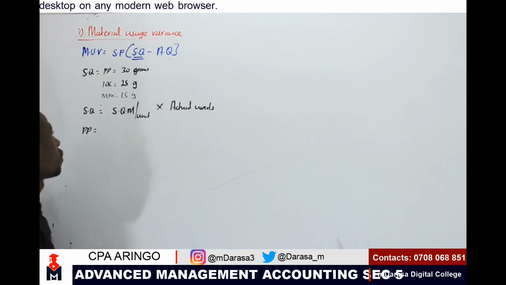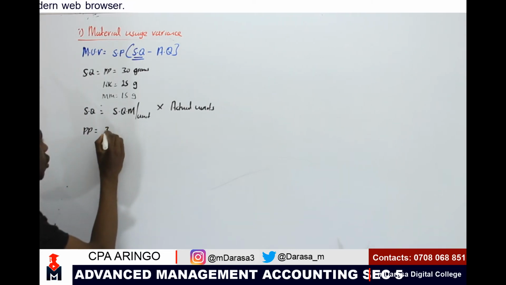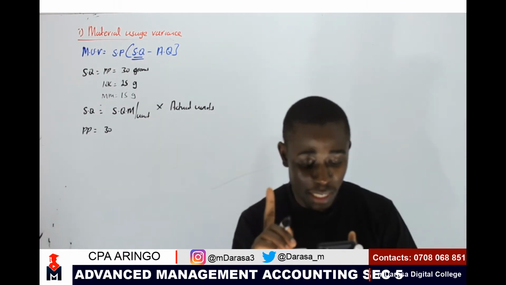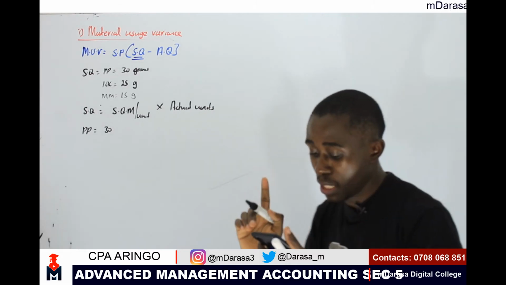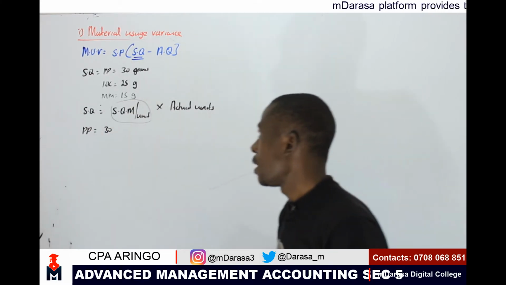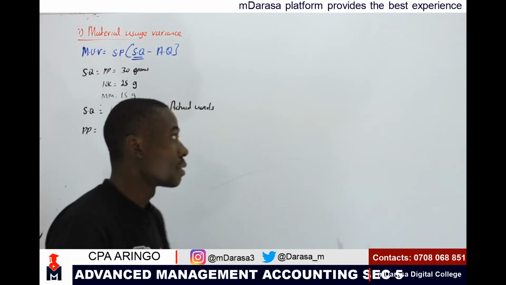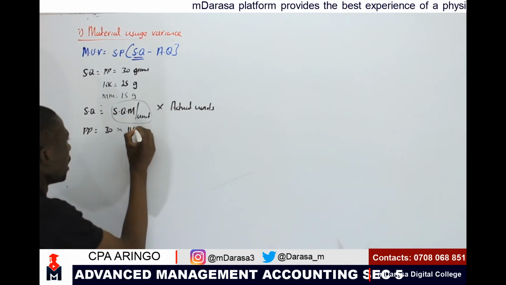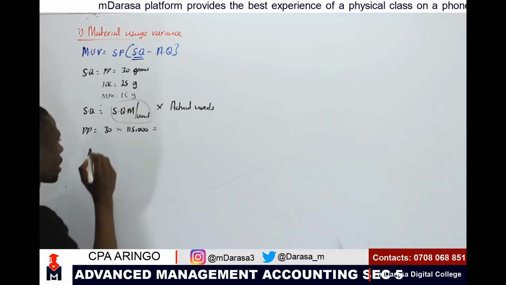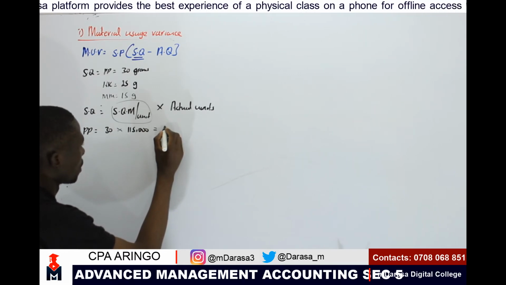What is the standard quantity of the material per unit? 30, right? Because I was given there, for me to produce 1 unit of Maliza, I required 30 grams of material PP, right? So that gave us standard quantity of material per unit times our actual units. What is our actual units in this case? 115,000. So that should give us how many grams? Because remember, these are in grams.